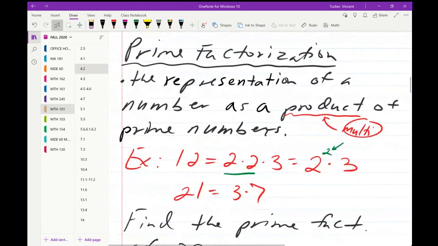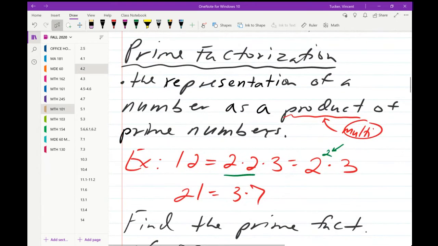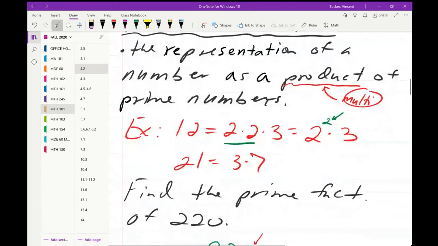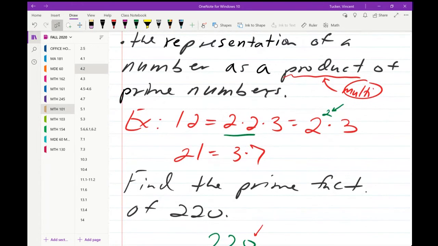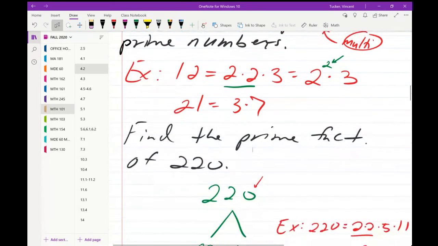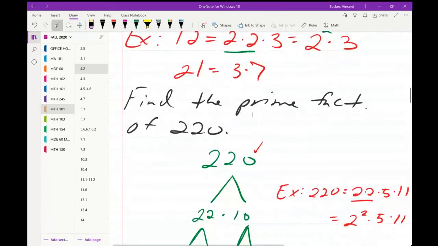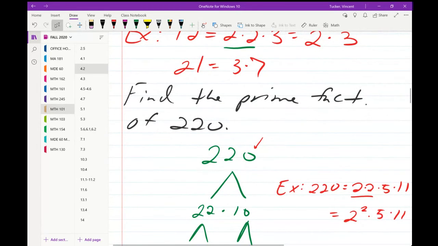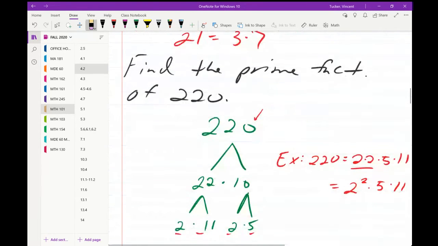All right. Any problems before we go to the next one? All right, so find the prime factorization of 220. So the best way to do this, and let me erase some of this stuff so we can walk through it.